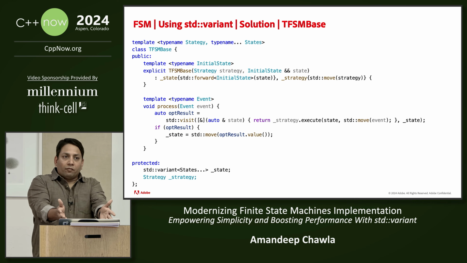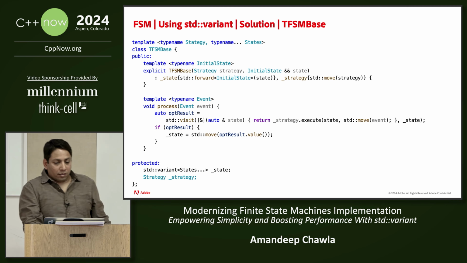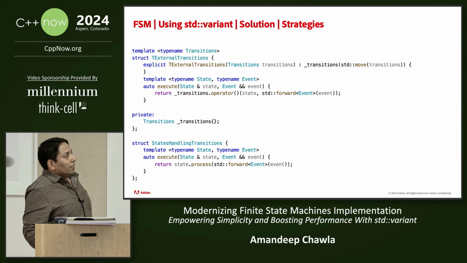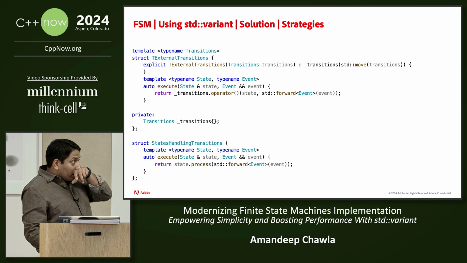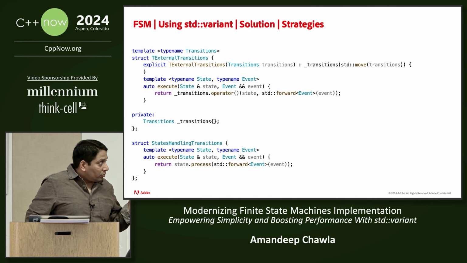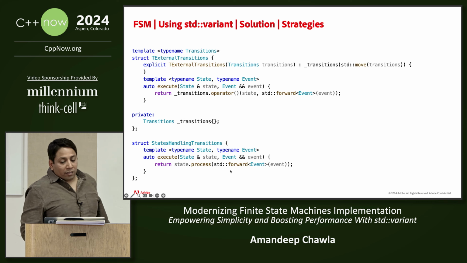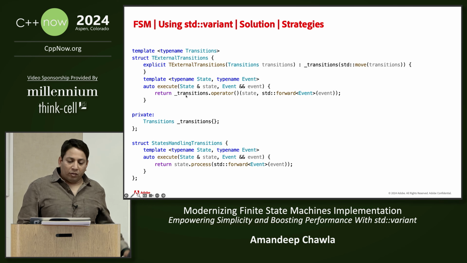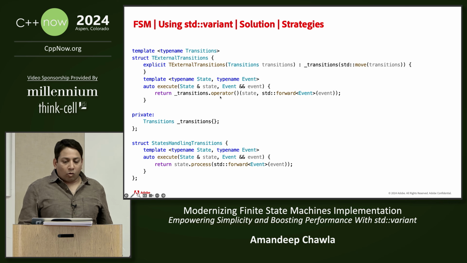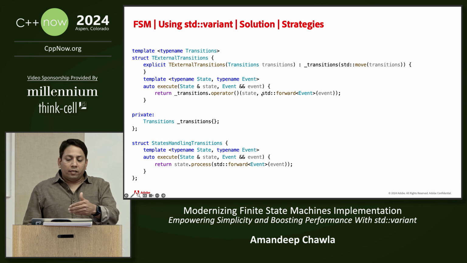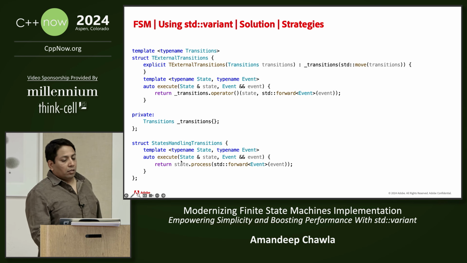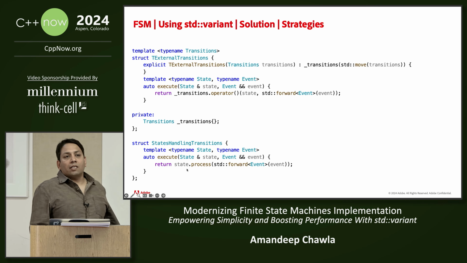Give me a standard optional of the states, and the rest is the same. And these are the two strategies. One is the external strategy, which is templated on transitions, so you need to provide the transitions that you need. And in its execute function, it does the same thing we were doing in the previous implementation: Transitions.crawl operator, this is the state, this is the event. And in the strategy which has states handling transitions, I just call state.process.